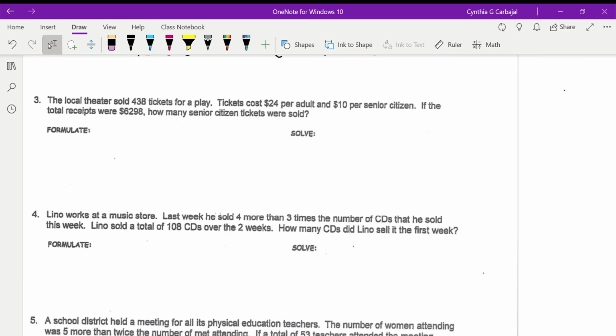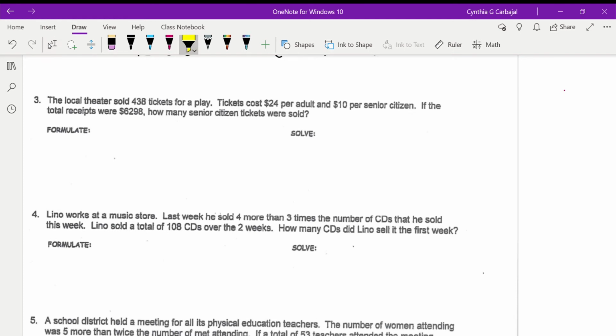The local theater sold 438 tickets for a play. The tickets cost $24 per adult and $10 per senior citizen. If the total receipts were $6,298, how many senior citizens were sold? Again, I'm only asking you to write or match up the system.